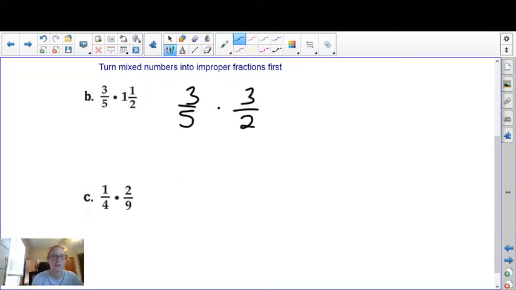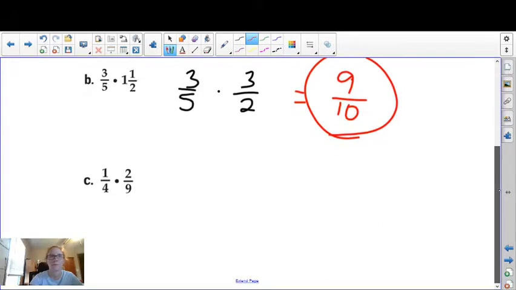And I want to show you something that's pretty neat. Let's get my highlighter out. Oh, wait. Not this one. I'm ahead of myself. Never mind. No neat things. Top times top. So 3 times 3 is 9. And bottom times bottom. So 5 times 2 is 10. And can I simplify? Nope. So 9 over 10.